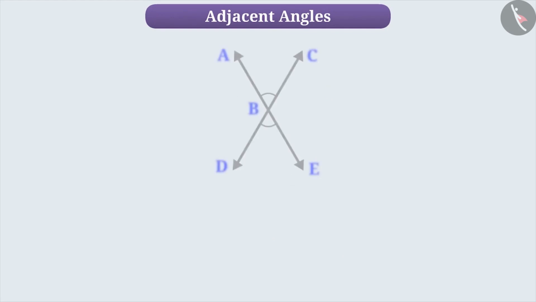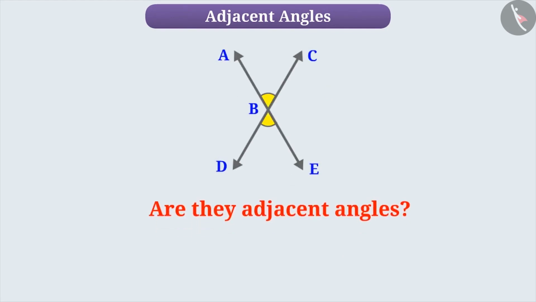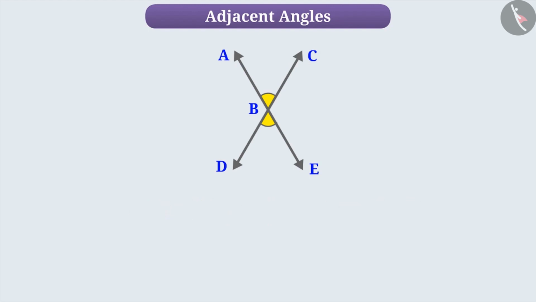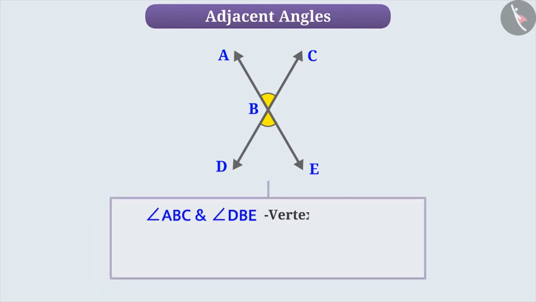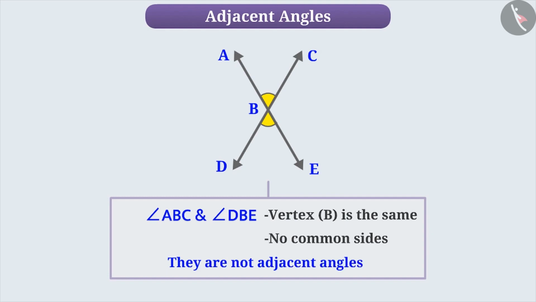Now look at this figure. Do you think the angles shown here are adjacent angles? Let me tell you, in this figure, the vertex of both the angles are the same, but they do not have any common sides. Therefore, the angles shown in this figure are not adjacent angles.